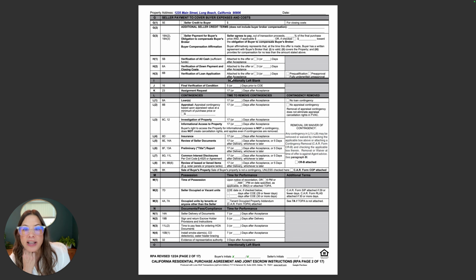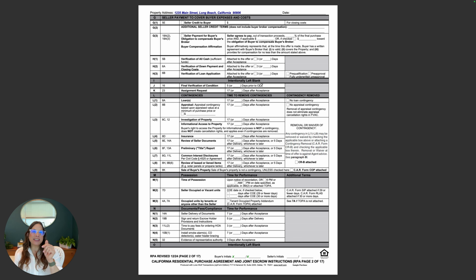Okay? Final verification of condition. This is your walkthrough. So you have a right to do a walkthrough of the home prior to close of escrow. COE is close of escrow. And what the purpose of that walkthrough is to really ensure two things. Number one, it's to make sure that any repairs that were done, that the seller agreed to do in a repair request, have been completed to the satisfaction of the buyer. And two, even if there weren't any repairs done, it's to make sure that the property is relatively in the same condition as when they made their offer. You'll see in a subsequent page that one of the terms of the offer is that unless otherwise agreed upon in writing, that's the repairs clause.